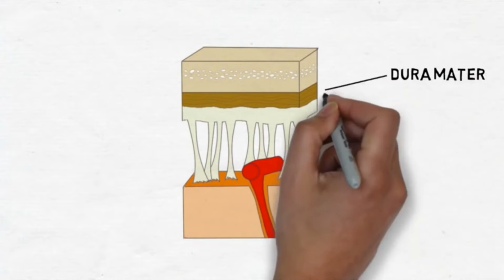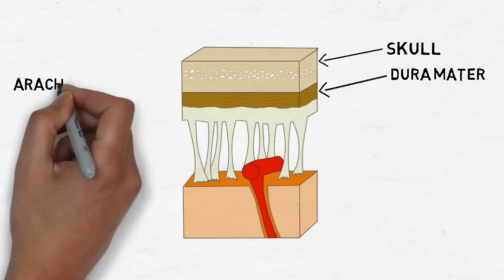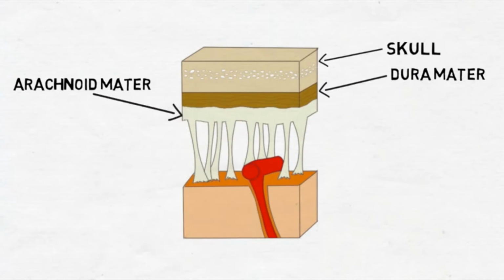Dura mater. This is a thick and tough layer, which adheres to the skull on one side and the arachnoid mater on the other side. It provides an extra protective layer for the brain and spinal cord and also provides a system of venous drainage where blood can leave the brain. And the second layer is the arachnoid mater.